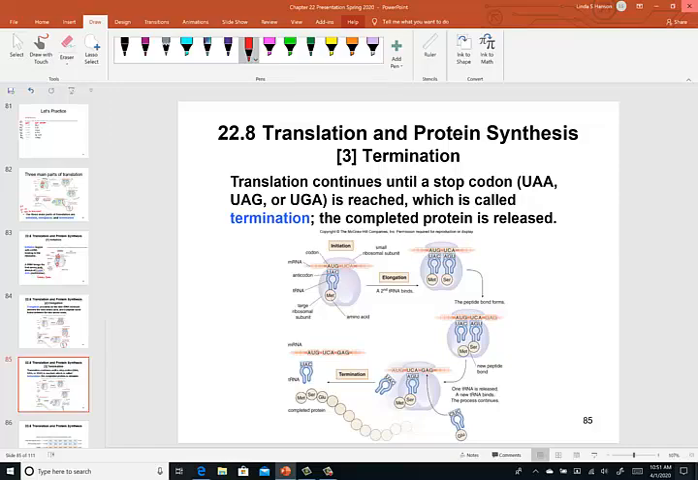We said that there were 3 codes. UAA is a termination code. UAG is a termination code, and UGA is the 3rd termination code. When you come across any of those 3 on the messenger RNA, you know that the protein will be terminated in terms of building it, and then therefore it's released.